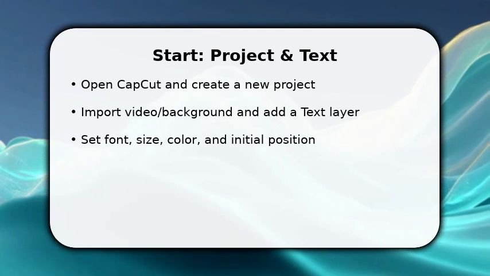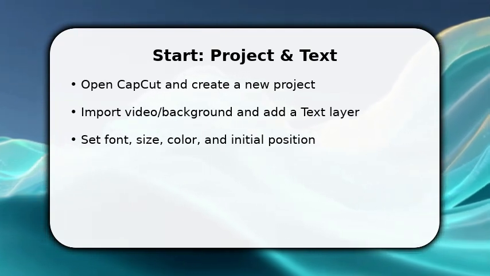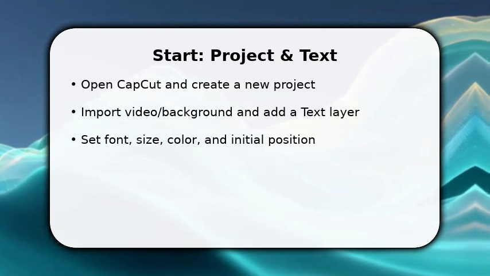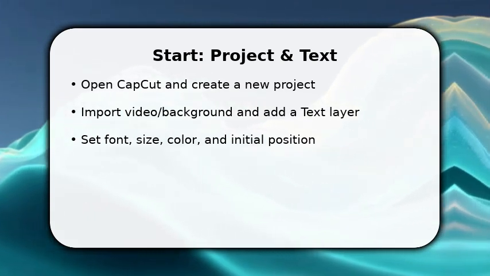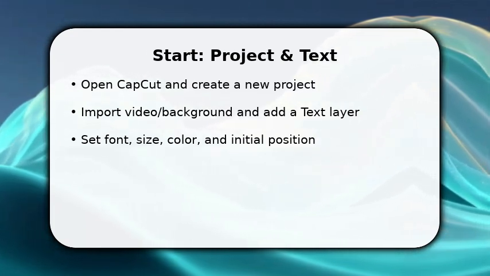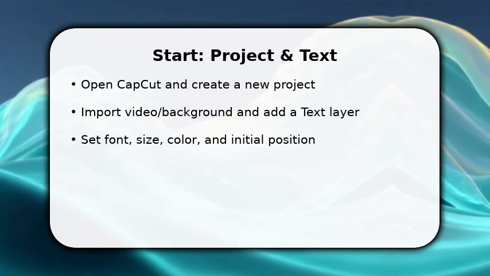You start by opening CapCut and creating a project with your footage or background. Add a text layer and type the words you want to animate. This gives you a controllable object. Position the text roughly where the motion will begin and choose legible font, size, and color so motion reads clearly.